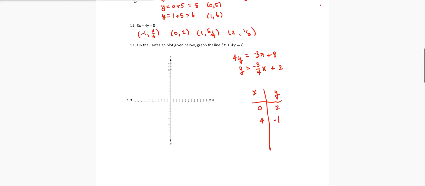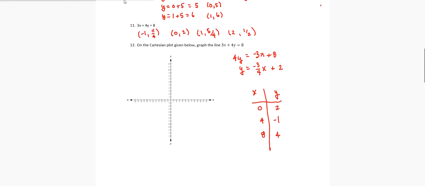And then let's choose another multiple of 4, 8. When x is 8, we've got 8 here. 8 over 4 is 2. So 2 times minus 3 is minus 6. Plus 2 is 4. All right, let's see how these turn out.